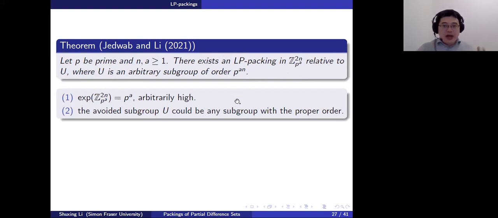Remember, constructing partial difference sets in groups with high exponent is considered to be difficult. And right here, we can construct a much stronger configuration, an LP packing, in groups with exponent p to the a, where a is an arbitrary positive integer. So we actually construct LP packings in groups with arbitrarily high exponent.